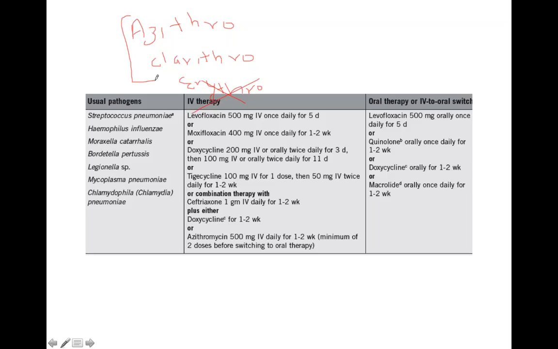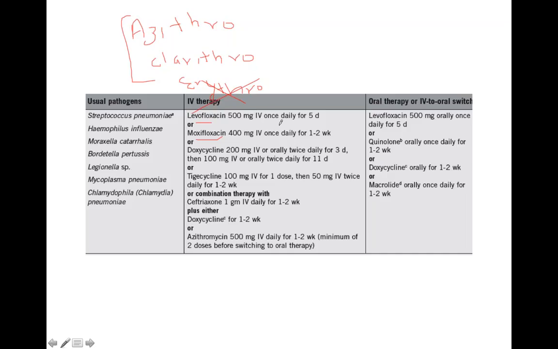But if the patient has used antibiotics in the past 6 months, or has comorbid conditions like COPD or diabetes mellitus, or is more than 65 years of age, or has been exposed to a child in a daycare center, then we will use respiratory quinolones. We will give the patient respiratory quinolones like levofloxacin, moxifloxacin. These are the respiratory quinolones.